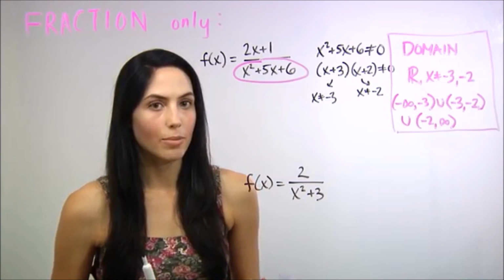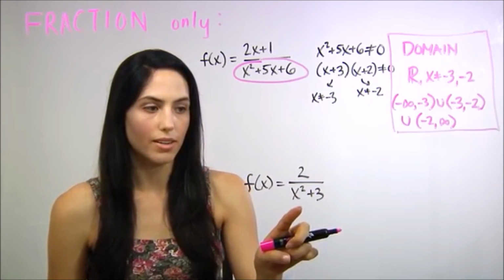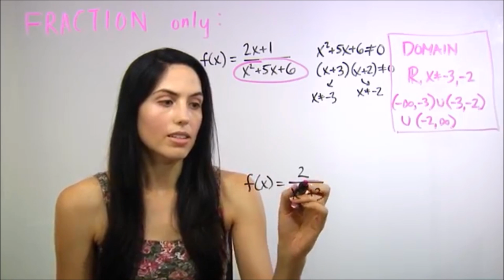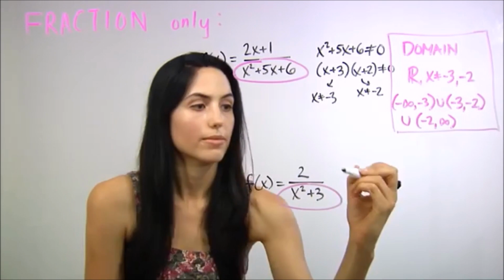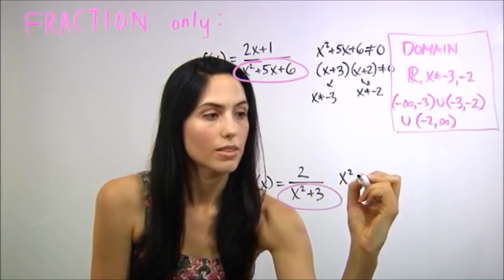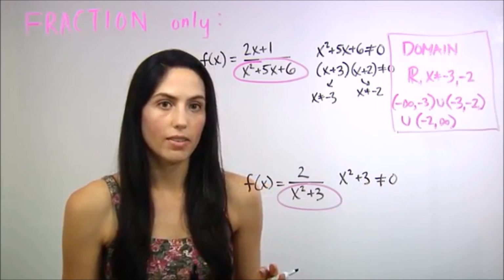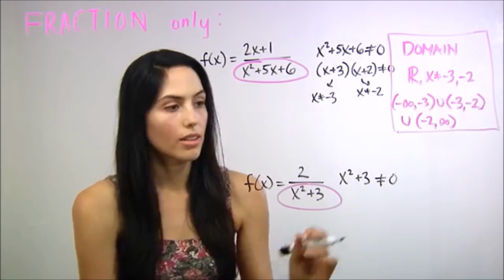Let's look at another example. What if you're given something like this, where the denominator is x squared plus 3? Same thing, take the bottom, set it not equal to 0, because we cannot have the denominator equal to 0. It's not defined when it is.